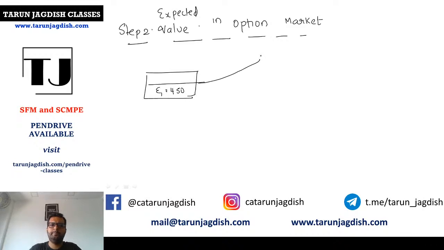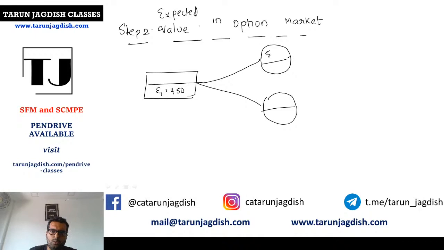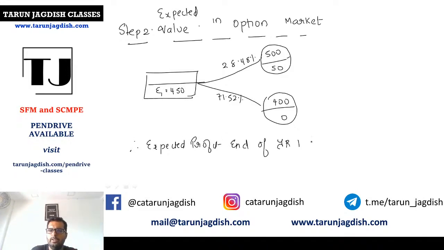E1 is 450. Now the price can go up or the price can fall down. The price can go up to 500, I will exercise, I will get 50. The price can fall down to 400, I will lapse. 28.48%, 71.52%. Therefore, expected profit at the end of year 1 will be 50 into 28.48%, that is 14.24.